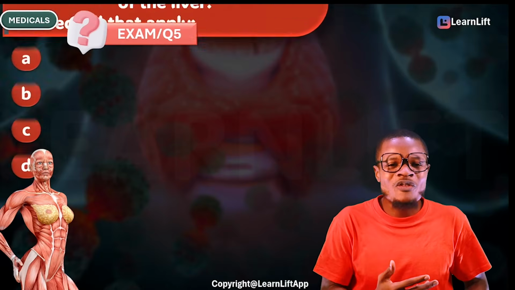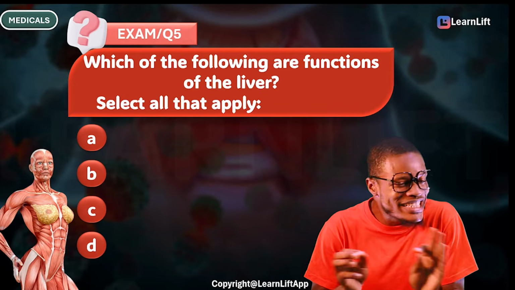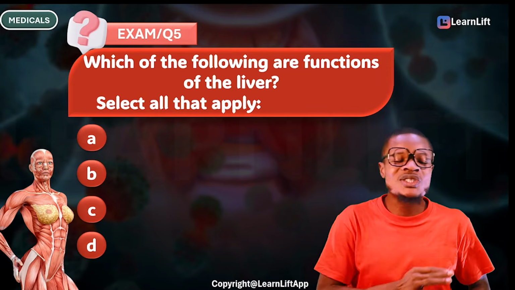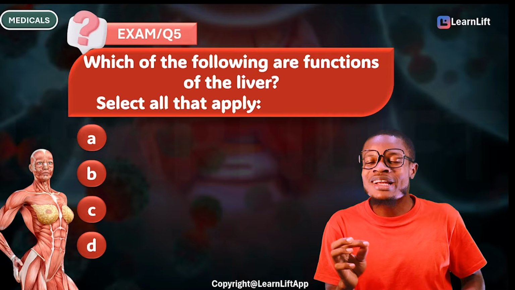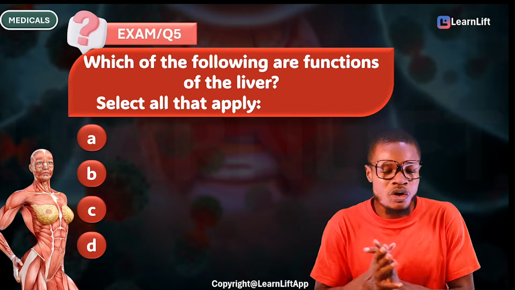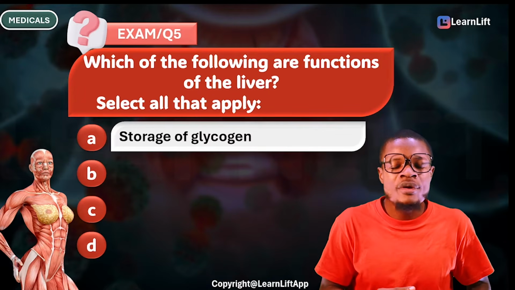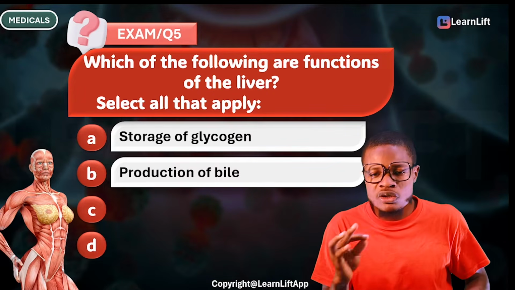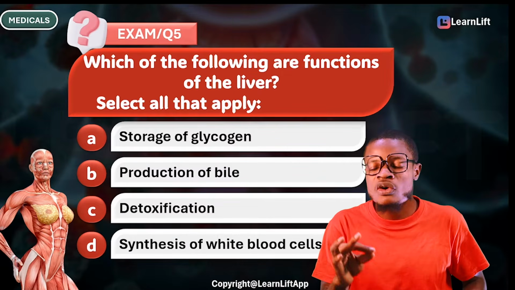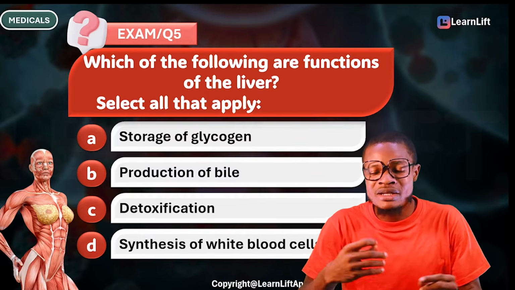In our beautiful question 5, we're giving this. Let's go. Ensure you are following me. How many have you missed now? How many have you gotten? Don't play. Which of the following are functions of the liver? Select all that apply. That means it's not just one answer that is correct here. Select all of them that apply to this. Which of the following are functions of the liver? Option A says storage of glucose. Option B says production of bile. Option C says detoxification. And then option D, we're giving synthesis of white blood cells. The liver carries out more than 1001 functions.